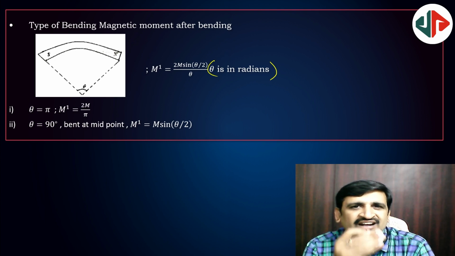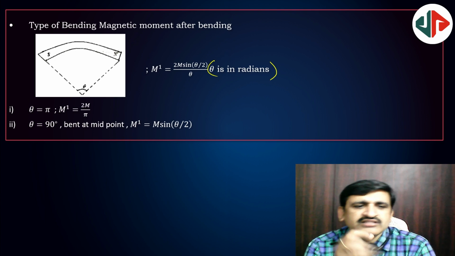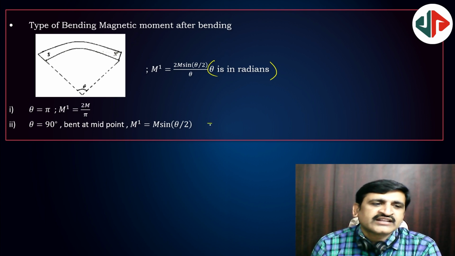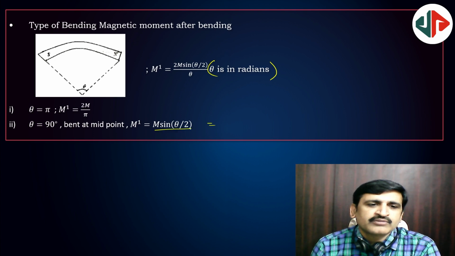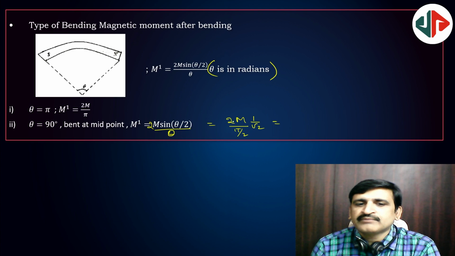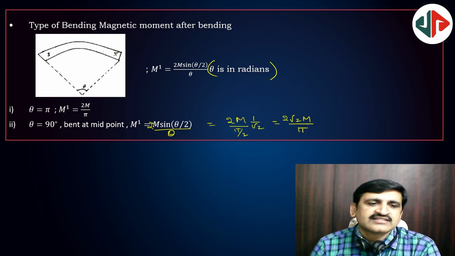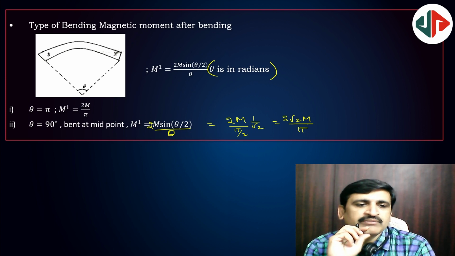And if you bend it into a quadrant of a circle, theta is 90 degrees. Putting this in m times 2 sin theta by 2 by theta, we get 2m sin 45 by theta, where sin 45 is 1 by root 2 and theta is pi by 2. So the 2 will go, and 2 root 2 m by pi is the final answer. This is the unsimplified answer. Okay, 2 root 2 m by pi is the answer.